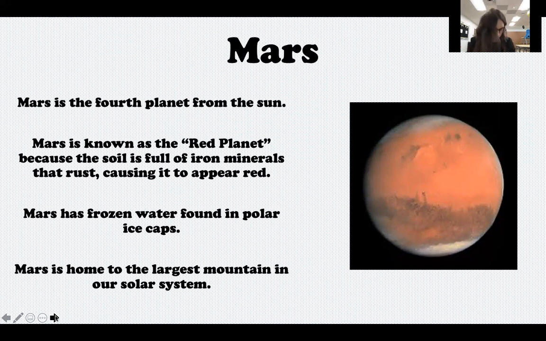A lot of people think that Earth is the only planet with mountains, but it is not. Mars has mountains as well, and actually some that are larger than the mountains on Earth.